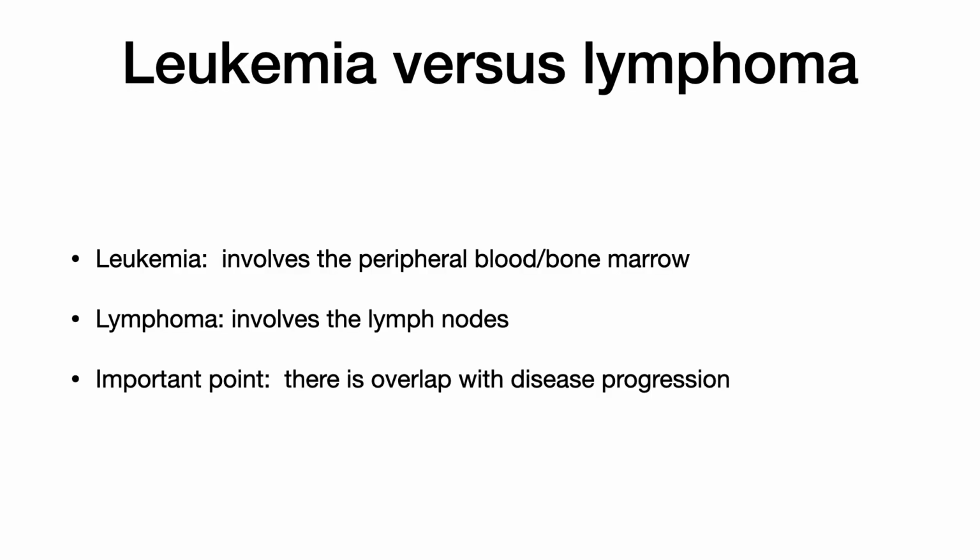So you'll hear leukemia, lymphoma. Leukemia is usually when the main focus of the neoplastic proliferation is in the blood. Lymphoma is what's in the lymph nodes. However, there's a lot of overlap that you'll see, and I'll just show you that right here.